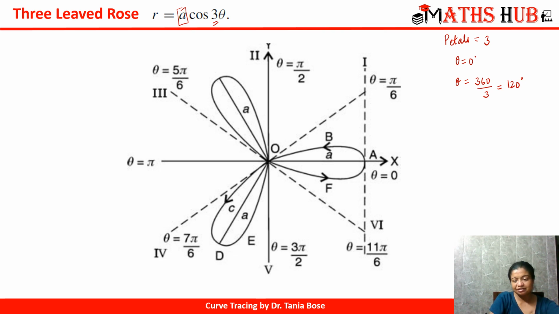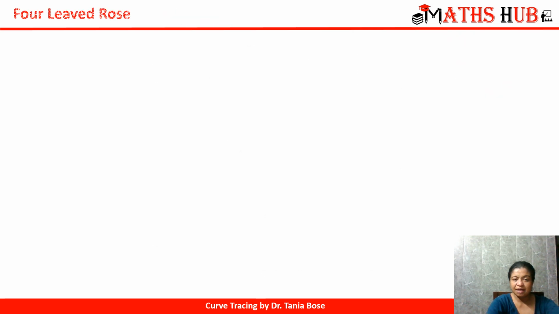You can see that the first one is occurring at θ = 0, and the next leaves are occurring at a shift of 120. Okay. With this, I'll give you an example. We will try r = a cos 2θ. Here again, cos 2θ, 2 is an even number. So the number of petals will be equal to 4.